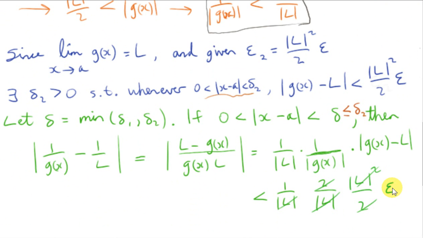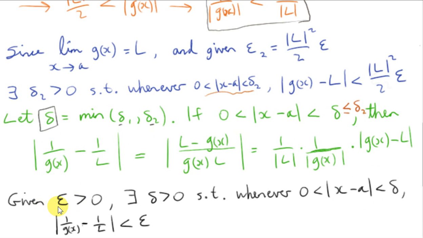So everything is contrived so that when we choose our epsilon from the outset, we can find a positive number delta. Delta is greater than 0 because it's the minimum of 2 positive numbers that are greater than 0, such that the magnitude of 1 over g of x minus 1 over L is less than epsilon whenever x is within distance delta of a and x is not equal to a.